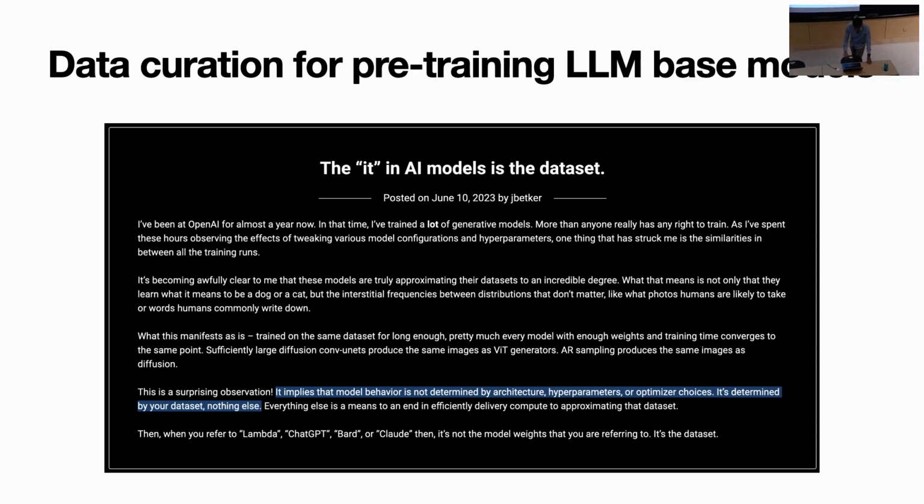What I'm showing here is a screenshot from the blog of an OpenAI researcher. You don't need to read all of the text, but I've highlighted the key part. He says that LLM model behavior is not determined by architecture, hyperparameters, or optimizer choices, not by the modeling side of the problem. It's determined by your data set and nothing else. This is consistent with the themes of this class, right? Even in the LLM application domain, the details of the modeling don't matter nearly as much as the data and the data quality.